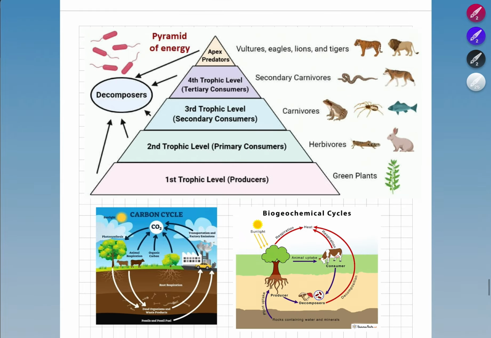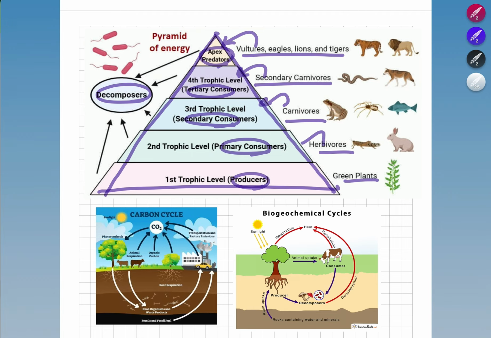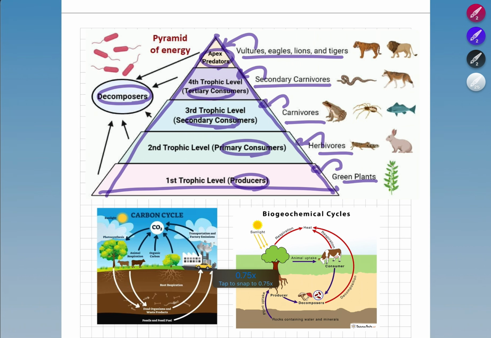The next is the pyramid of energy. So you should have these terms like decomposers, producers, primary producers, secondary, tertiary, or apex predators memorized and have a general idea of how this pyramid is formed. And you can read these examples to get an idea of which organisms fit into these categories. And here it says first trophic level, second trophic level, third trophic and fourth trophic level.